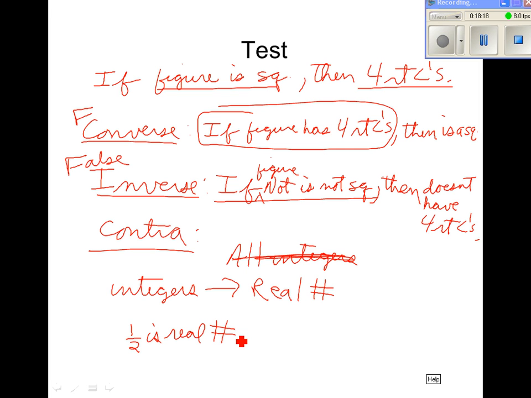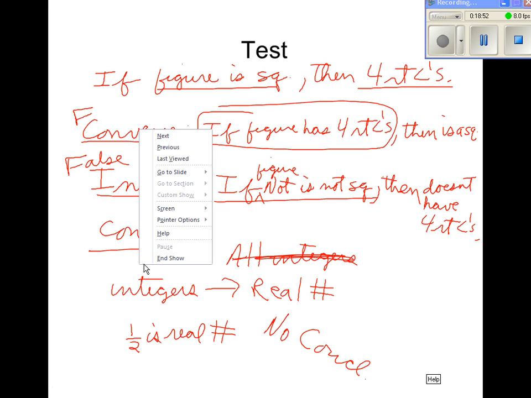So on this one, this is like the first thing. Integers tell us real number. Well, what do we know about our number? It's a real number. Is that where we need to start? No, we needed to say 1/2 is an integer. And then we could have said that 1/2 would also be a real number. But since it went in the wrong order, can I say that? So, no conclusion can be drawn.